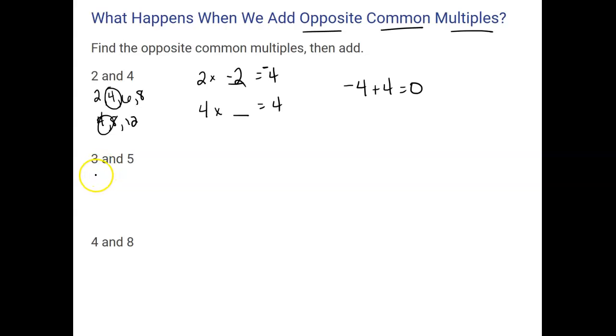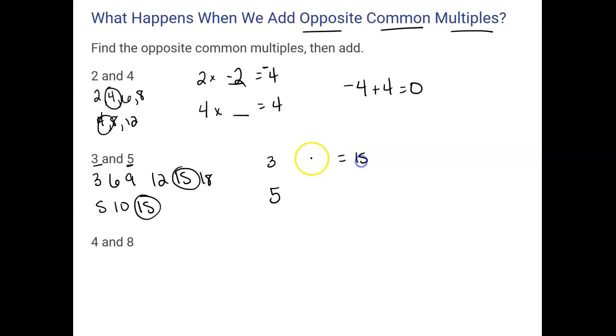Let's try that again. Multiples of 3 are 3, 6, 9, 12, 15, 18, and so on. Multiples of 5 are 5, 10, 15, and we've found our common multiple. I need to turn both 3 and 5 into 15. But remember, I need one of them to be a positive 15, and I need one of them to be a negative 15. Well, 3 times 5 would make positive 15. 5 times 3 would make 15, so I need to multiply by negative 3 to make that a negative 15. If I add 15 and negative 15, I get 0.